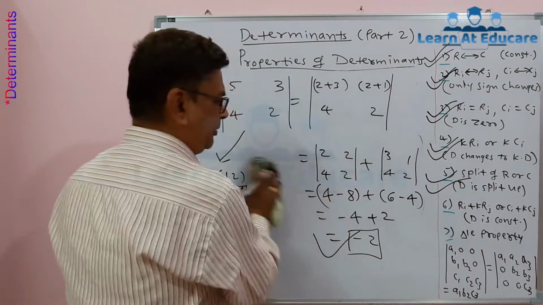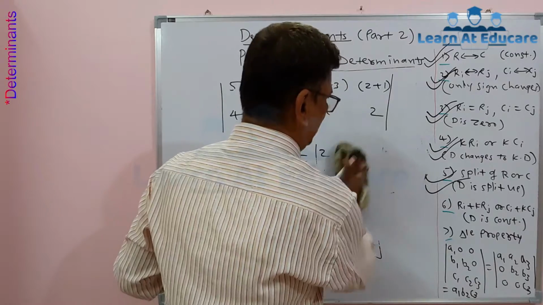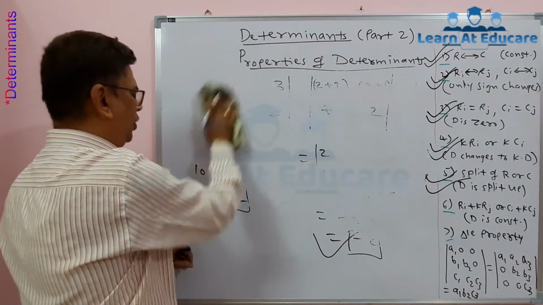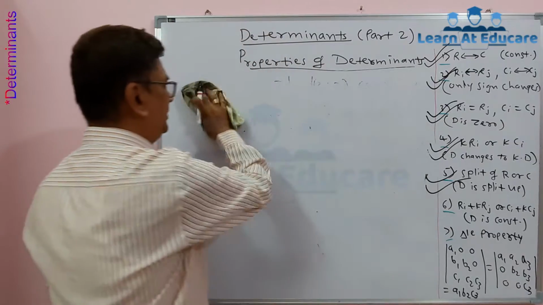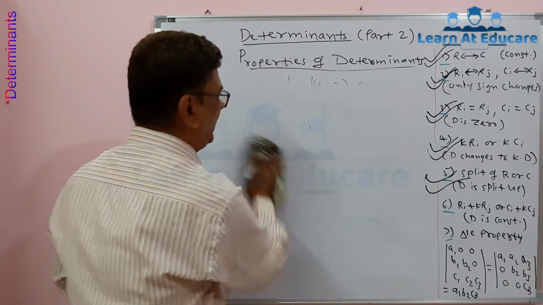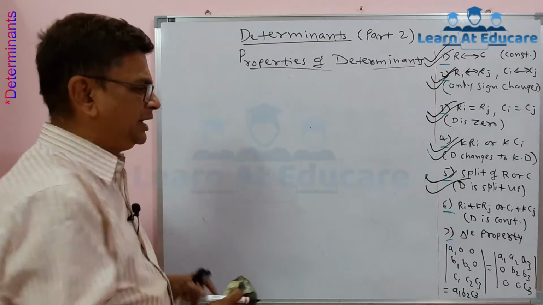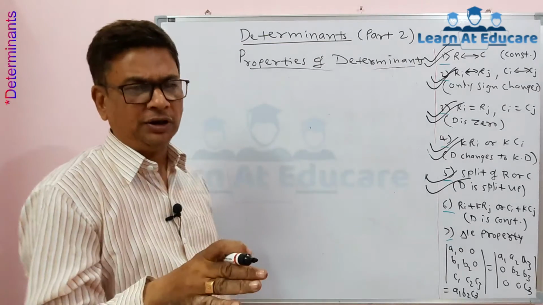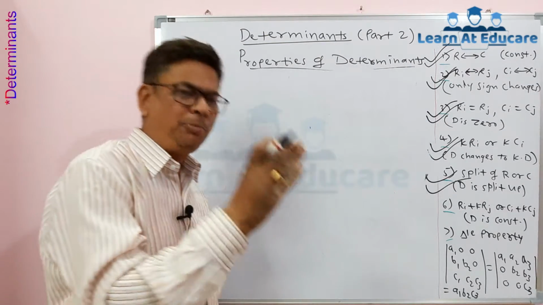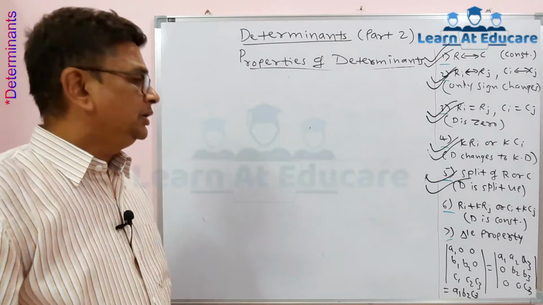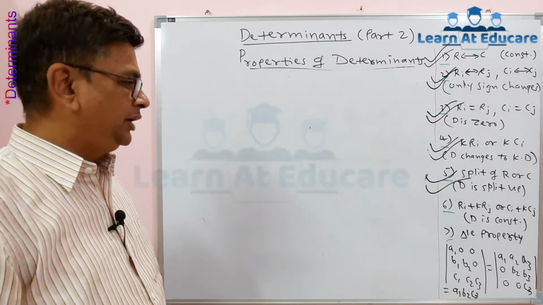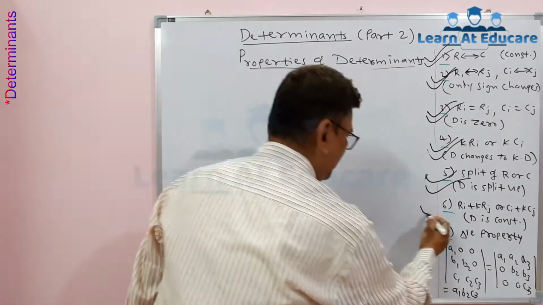Then the next property, that is property number 6. If any row or any column is multiplied by some number, and those products are added to the corresponding elements of another row or another column. If row is taken, operation with row. If column is taken, operation with column. Then the value of the new determinant remains constant.